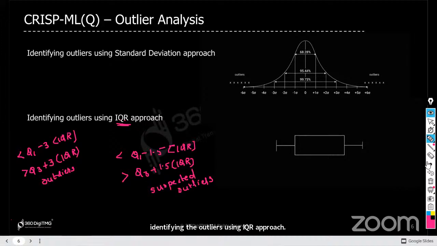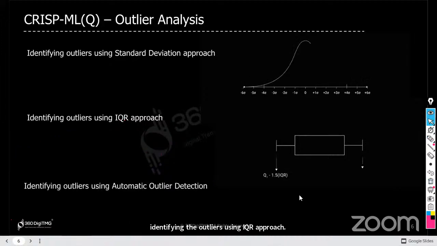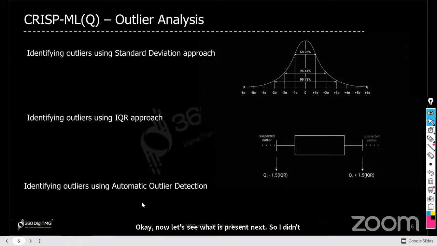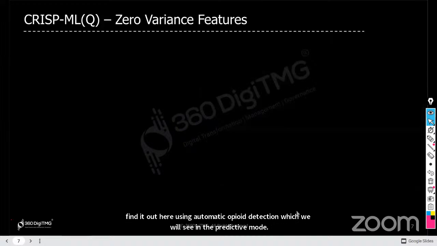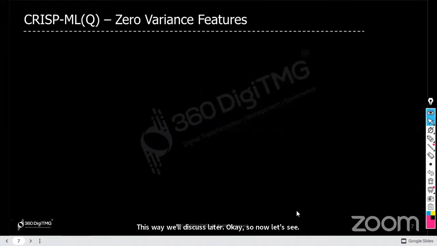Okay, now let's see what is present next. Identifying the outliers using automatic outlier detection, which we will see in predictive modeling. This we will discuss later. Now let's see how to handle the outliers in RapidMiner Studio. So we are discussing the theory and how to use that in RapidMiner Studio. Okay, so now let me open that.